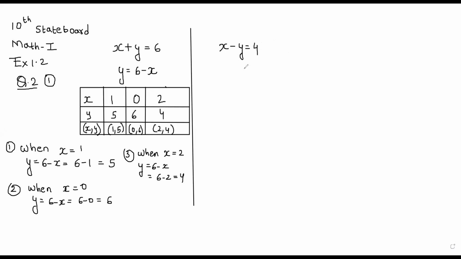So to remove that minus, we are going to shift y towards the right hand side and we'll bring 4 here. So when we do that, minus y will go that side, it will become plus y, and plus 4 will become minus 4. So we get y is equal to x minus 4.